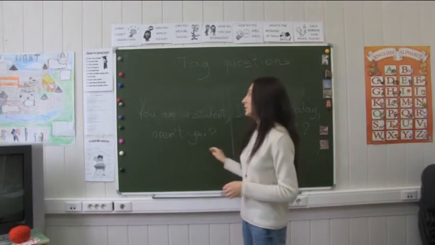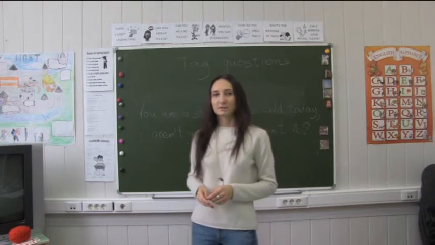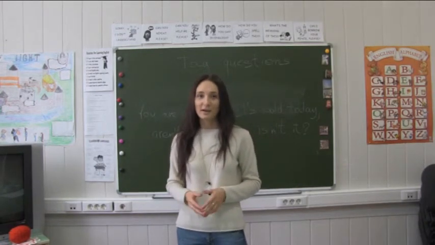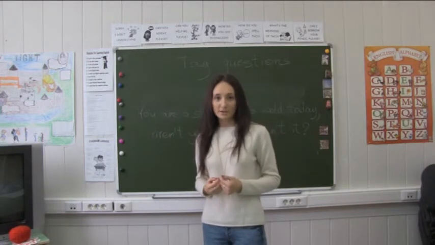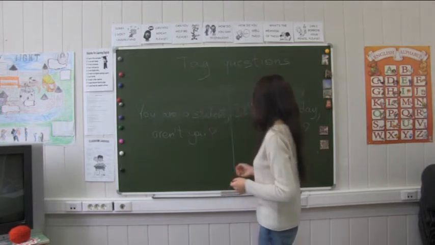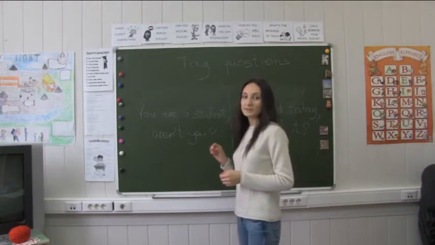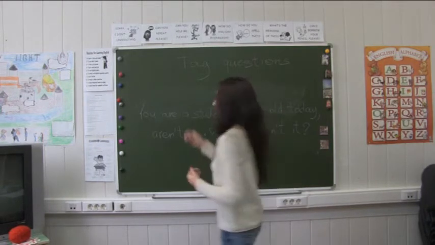The first example, you're a student, aren't you? I think that you're a student, but I'm not sure. Maybe you're a teacher, maybe you're a parent of a child. So I'm not sure about this information. I want you to confirm my knowledge about it. So that's why I say, you're a student, aren't you? So the first type is to confirm the information when I'm not sure about it.